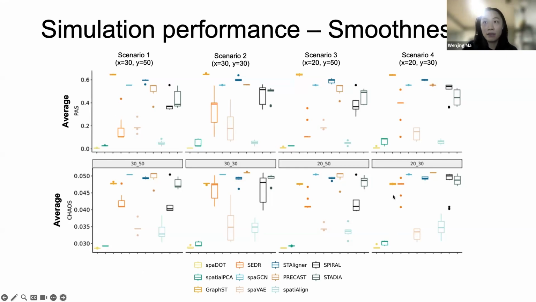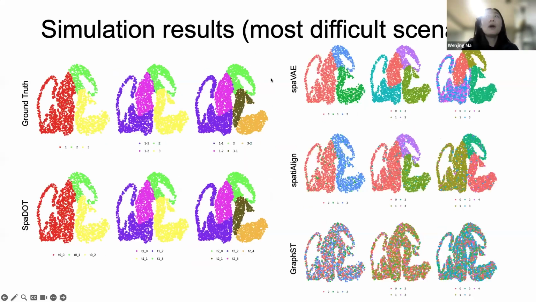And here I want to show you a quick example of this most difficult scenario: if the ground truth is like this, how do we perform in this most difficult scenario. I just use one replicate as an example, saying that the ground truths are these domains, and we can see SpotDot perfectly defines those domains split along the time trajectory.